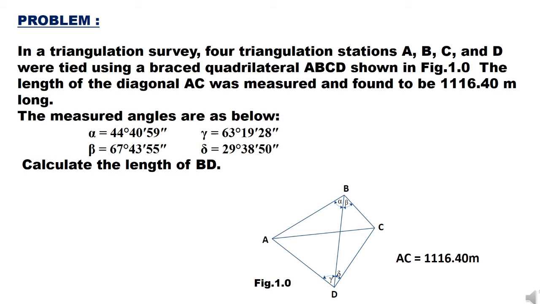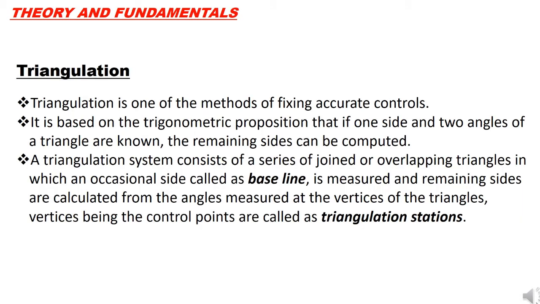So the length of AC and the angles alpha, beta, gamma and delta are given. We have to calculate the length of BD. Let us see how to do that. Just before explaining the solution, let me explain some important theory and fundamentals related to the problem.